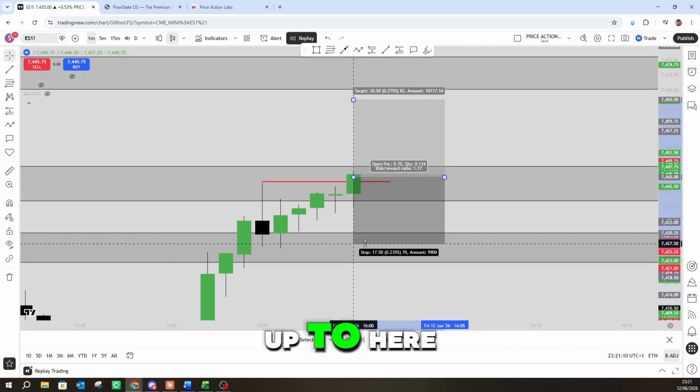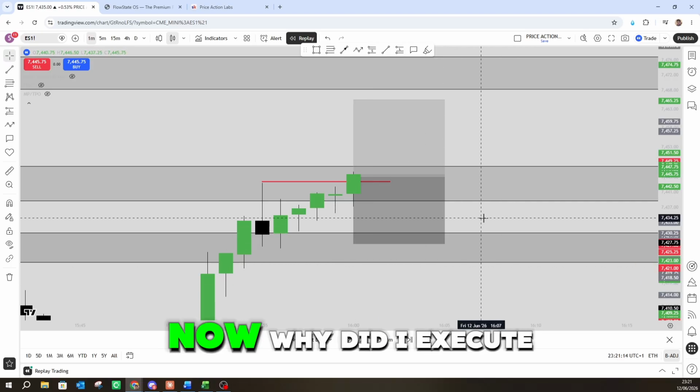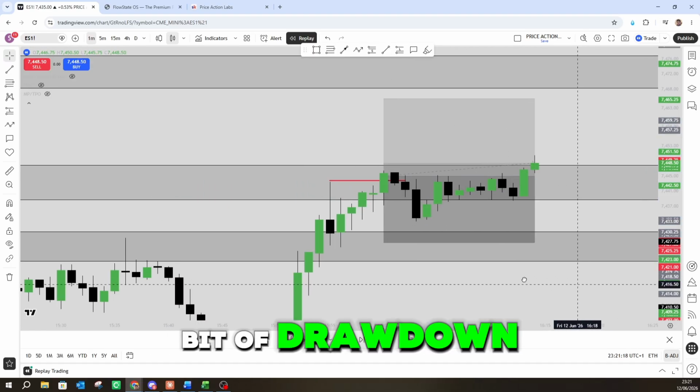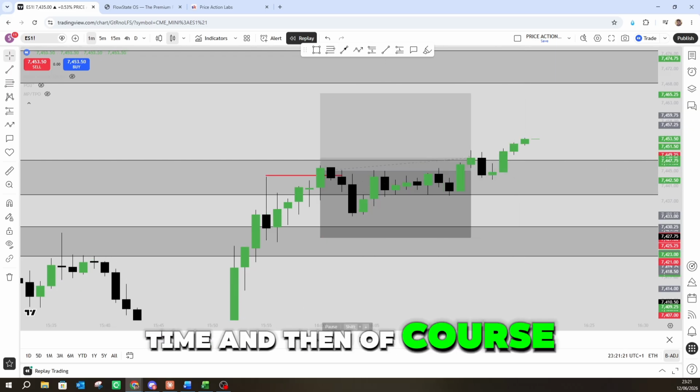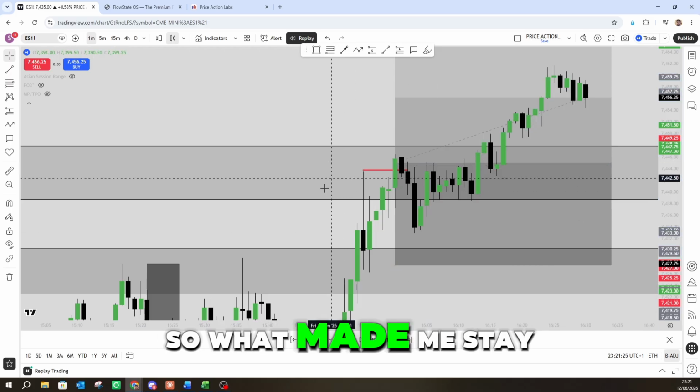I trailed my stop up to here, so only caught about a 1 to 1. Okay. Now, why did I execute this trade, right? What kept me in the trade? So I had a little bit of drawdown, a little bit of break-even time, and then, of course, target was hit eventually, right? So what made me stay in the trade?